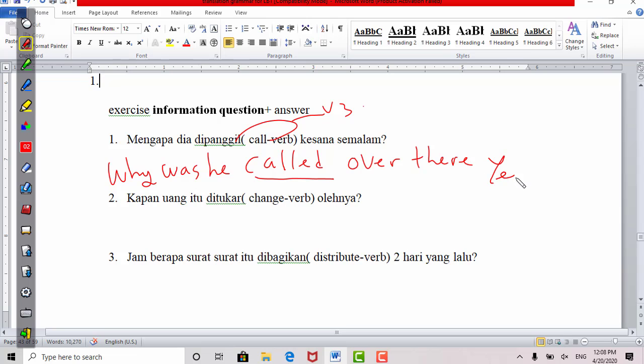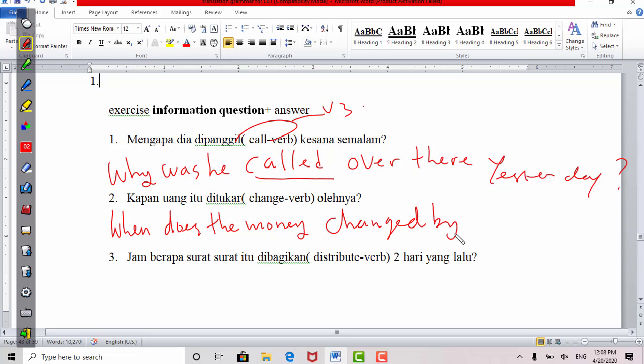What about this one? Kapan uang itu ditukar olehnya? When was the money changed, plus ed for changed, by him? Question mark. So this one is something about the WH question for the information question.